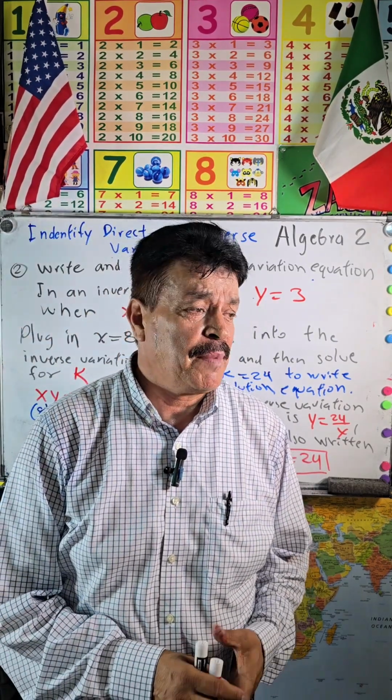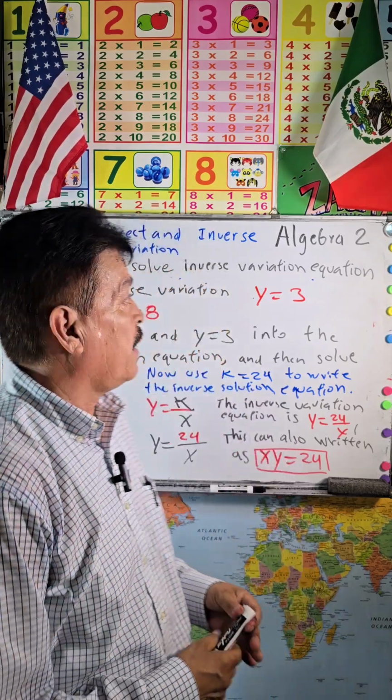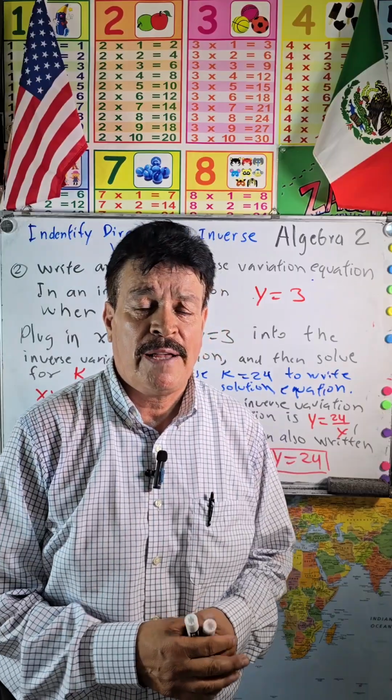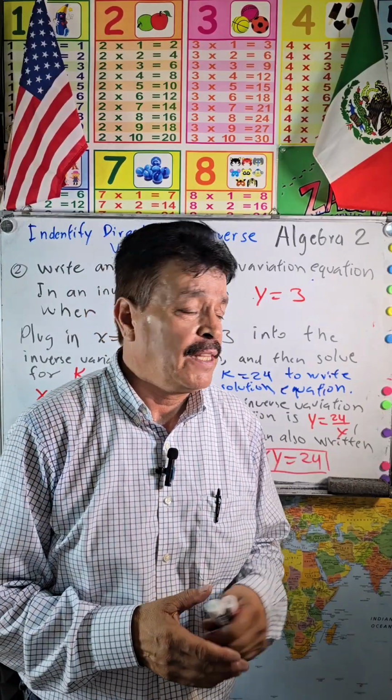All right. That's it. So we identified direct and inverse variation. That was our class. This class belongs to rational functions. This is the unit. So that's it for today.